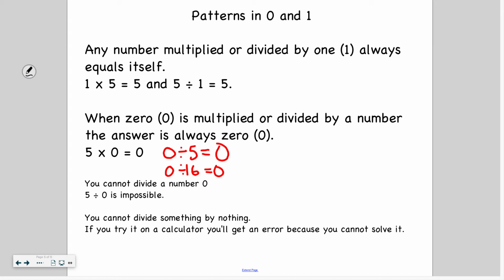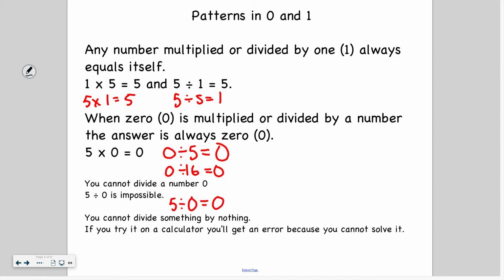So I know we always use our related facts, right? 1 times 5 is 5, 5 times 1 is 5. Sorry, 5 divided by 1 is 5, and I can say the same is true, 5 divided by 5 equals 1. But I can't do that for 0. Because 0 divided by 5 is 0, I can't say that 5 divided by 0 equals 0.